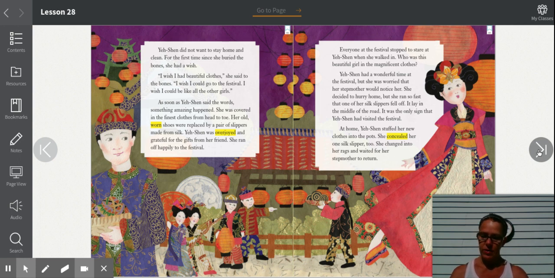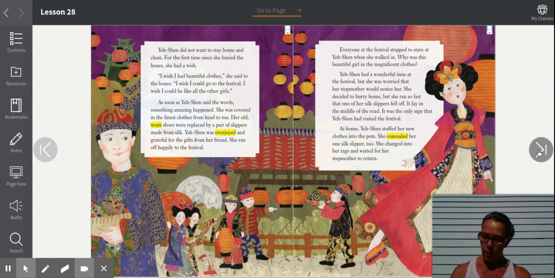Everyone at the festival stopped to stare at Yeh-Shen when she walked in. "Who is this beautiful girl in the magnificent clothes?" Yeh-Shen had a wonderful time at the festival, but was worried that her stepmother would notice her. She decided to hurry home, but she ran so fast that one of her silk slippers fell off. Does this sound familiar? Silk slipper or glass slipper?